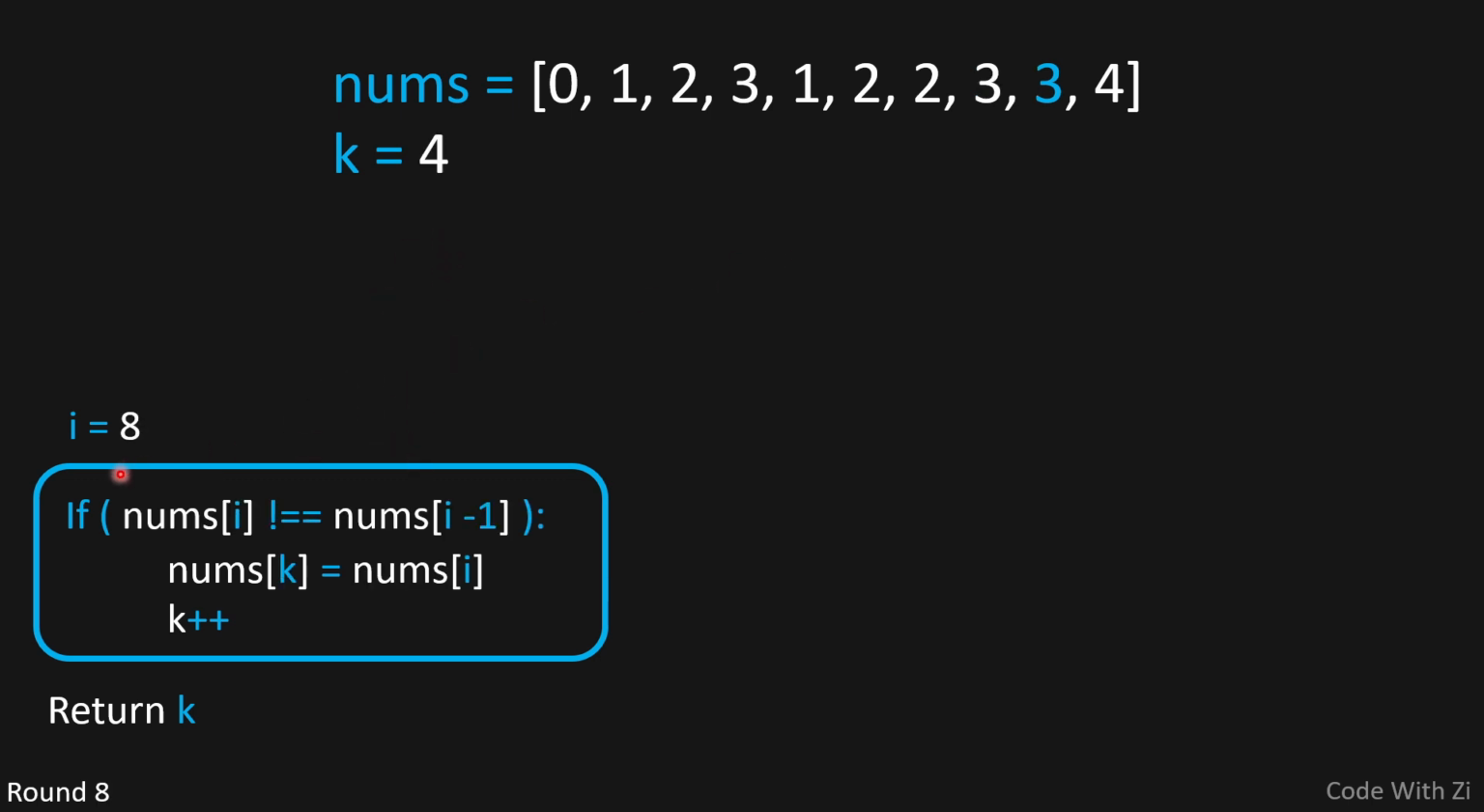In this round, our I is going to be 8, so it's going to be pointing to this number. So numbers of I is going to be 3, and numbers of I minus 1 is going to be 3 as well. So this is not going to be true, and we're going to move on to the ninth round.